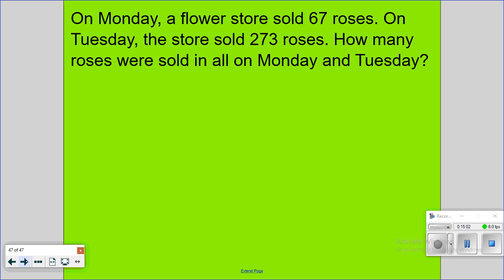On Monday, a flower store sold 67 roses. On Tuesday, the store sold 273 roses. Whoa. 3 times bigger. Whoa.